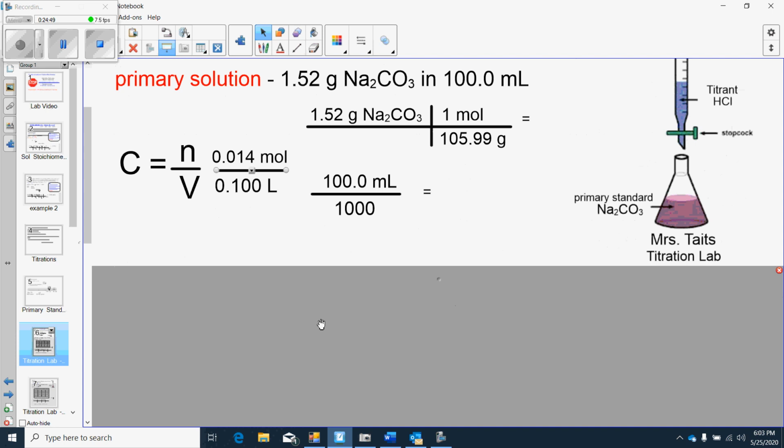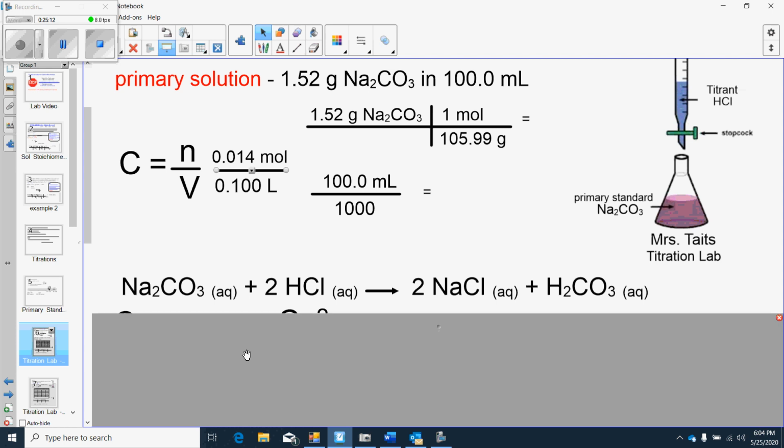But if you remember stoichiometry, our first step is to balance the chemical equation. So what is our balanced chemical equation going to be? Stop for a second. What will be the reaction between sodium carbonate and hydrogen chloride? Balanced chemical equation. Okay, you're back. Here's our balanced chemical equation.